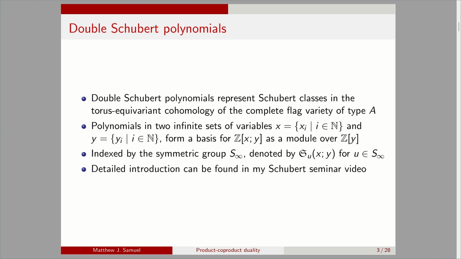So the double Schubert polynomials are indexed by the symmetric group S infinity, and we write them with a fraktur S, they're S_u of x and y for u in S infinity. And you can find a more detailed introduction in my Schubert seminar video.